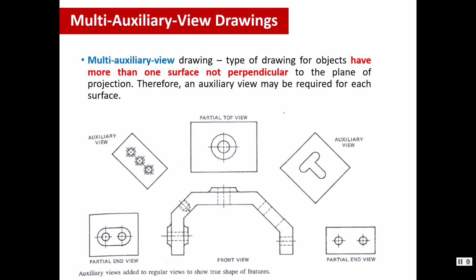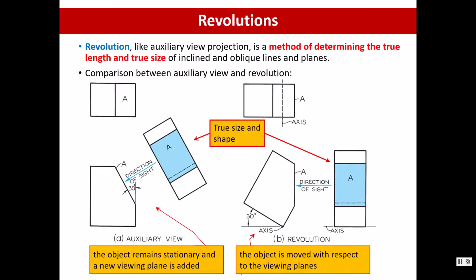And sometimes the object has many sides that cannot be represented by the six principal view. So we can have more than one auxiliary view. For instance, like this example, we have one auxiliary view here and another auxiliary view here, because we have two sides that we want to know the true size. Okay, so that's about the auxiliary view.